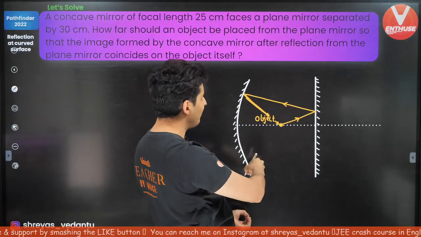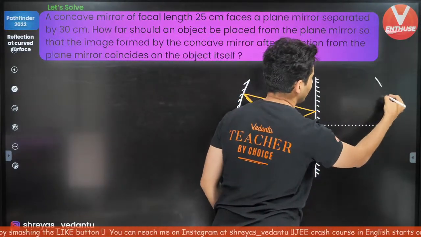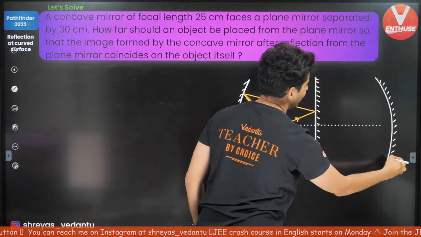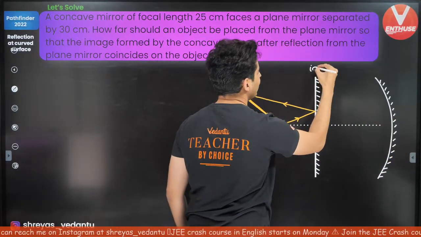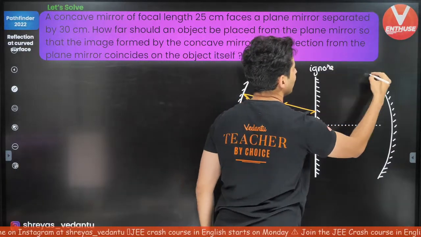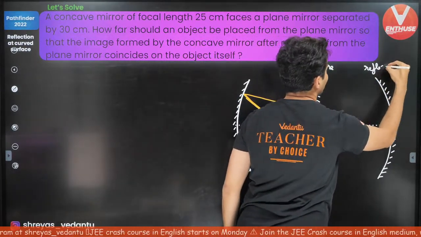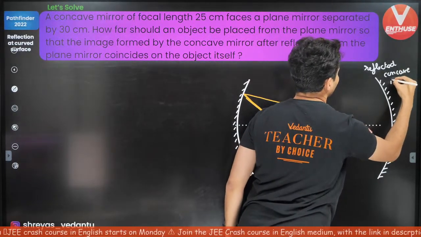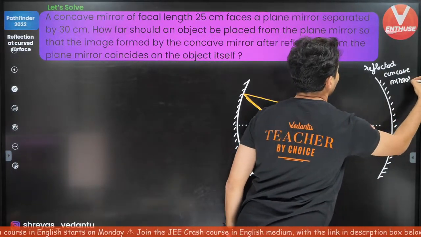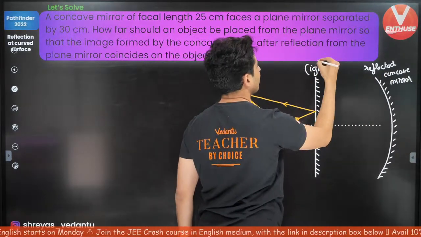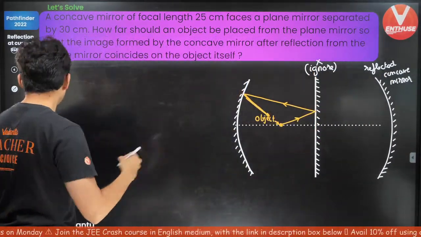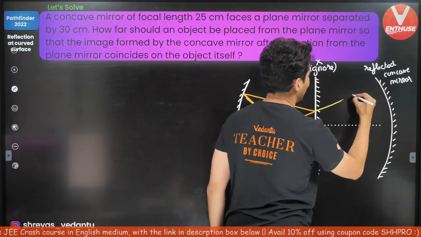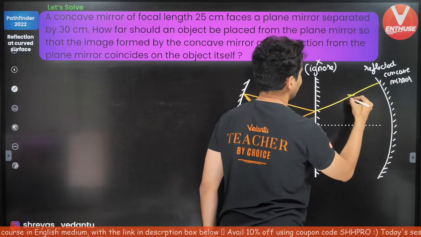So instead of the concave mirror here, think of a concave mirror right over here, and then ignore this mirror. This is the reflected concave mirror. That's what I am doing. So you have to ignore that the mirror is there. If you ignore that, the rays of light are just going to go like this.